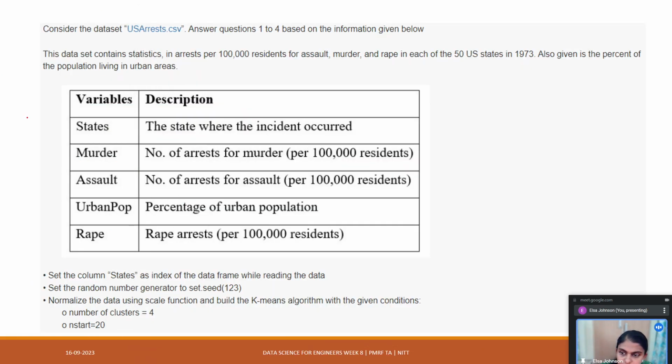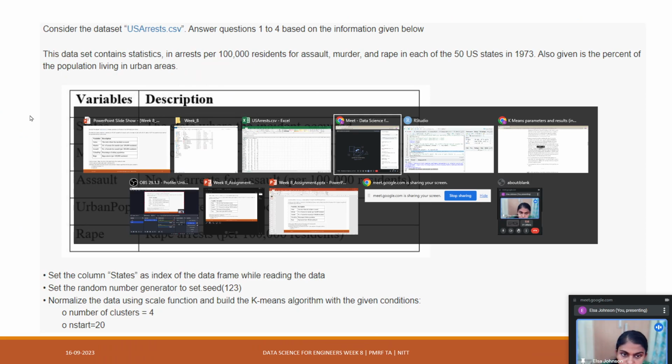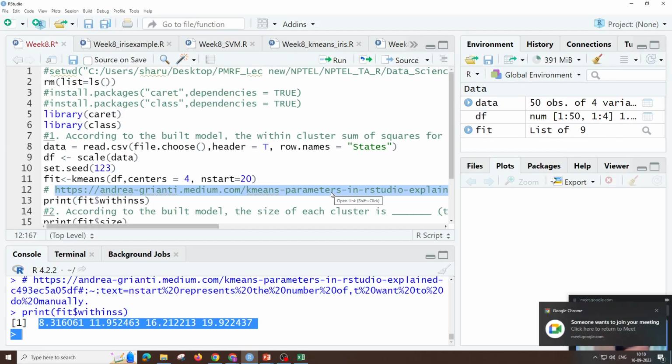Now if you go to RStudio, wait a moment.